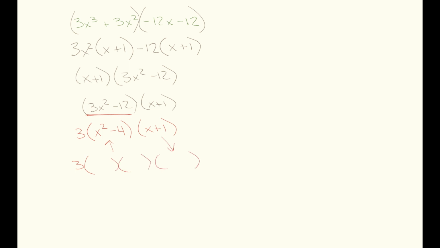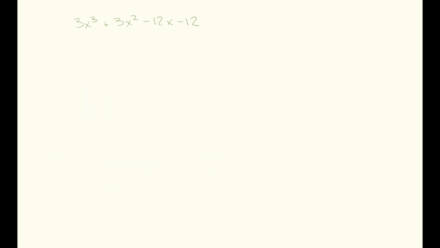So I'm just going to write this one x plus 1, but I do need to split that first parentheses up. So what times what is x squared? X times x. What times what is 4? 2 and 2. One has to be addition, one has to be subtraction, and you have your final answer.